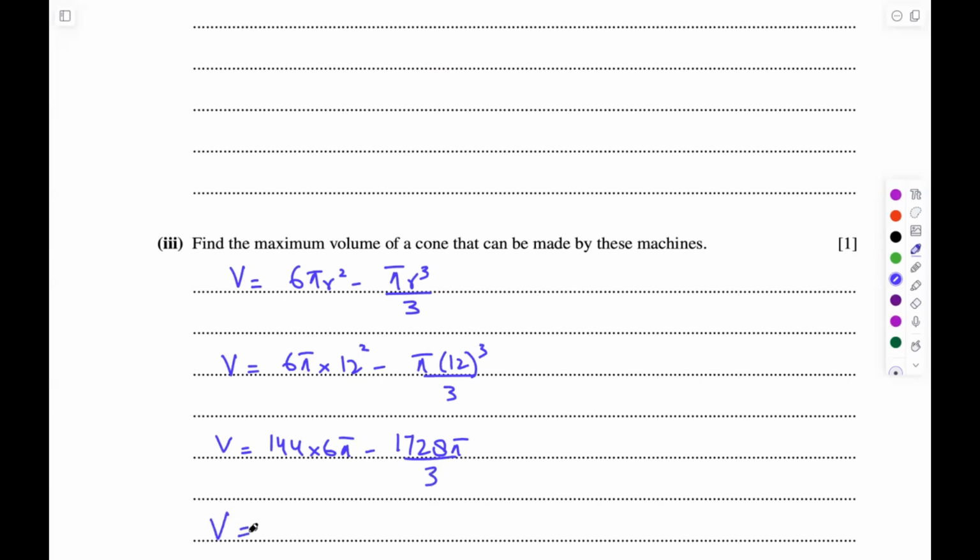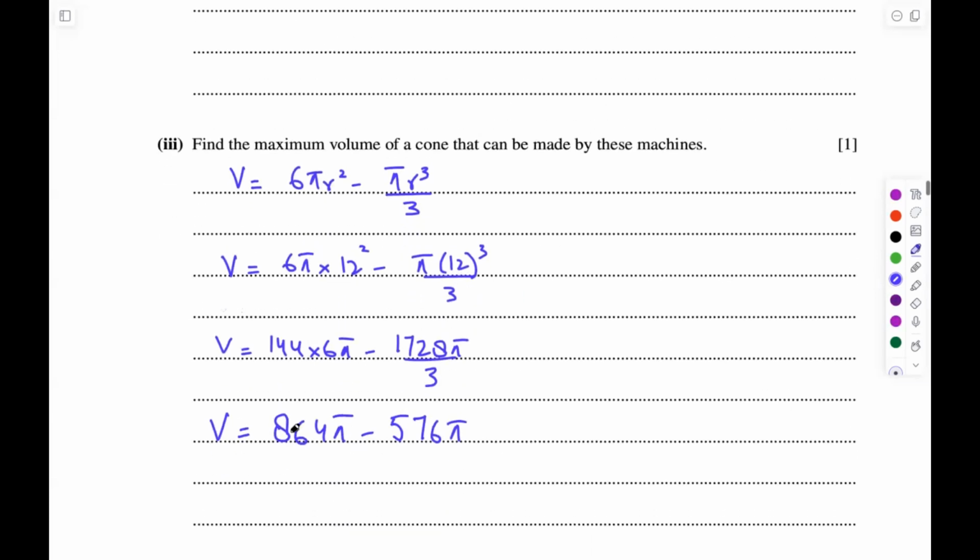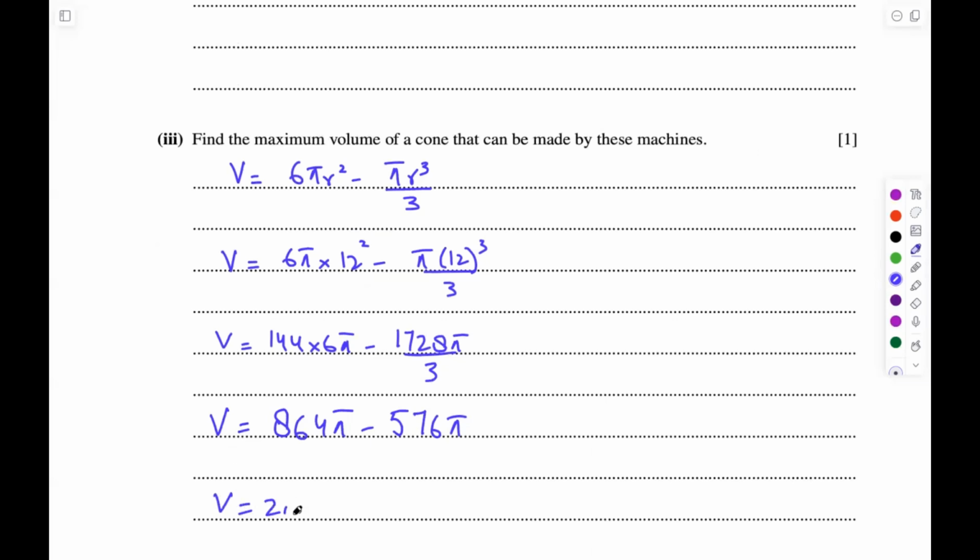So V will be equal to 144 into 6 pi minus 1728 pi upon 3. So 144 multiplied by 6 is 864 pi, minus 1728 divided by 3, which was 576 pi. Subtracting these answers, 864 minus 576 is equal to 288. So the final answer for V will be equal to 288 pi.